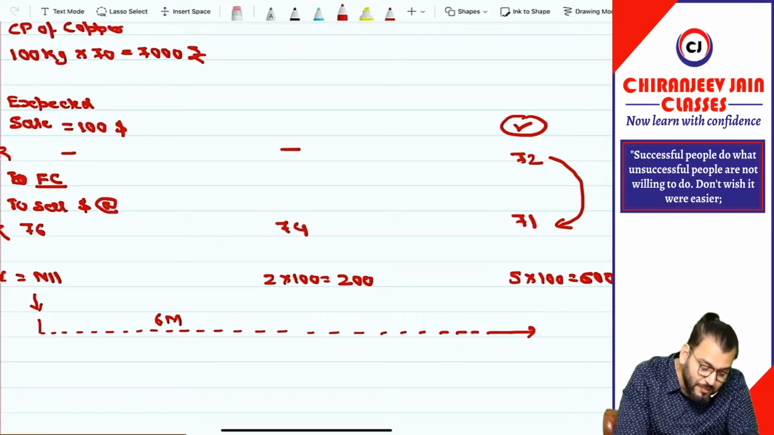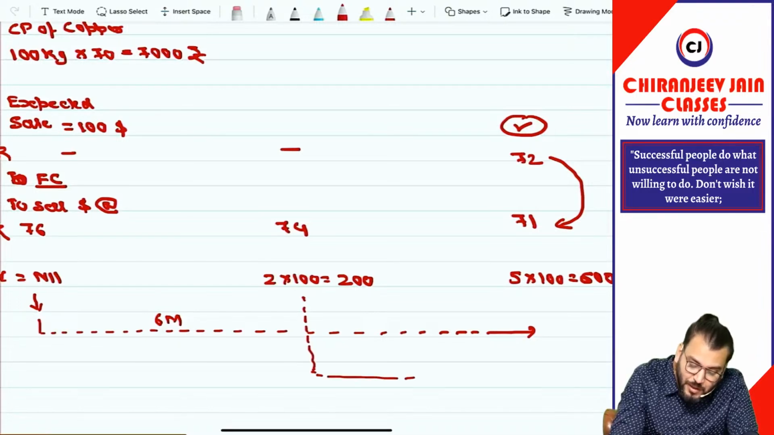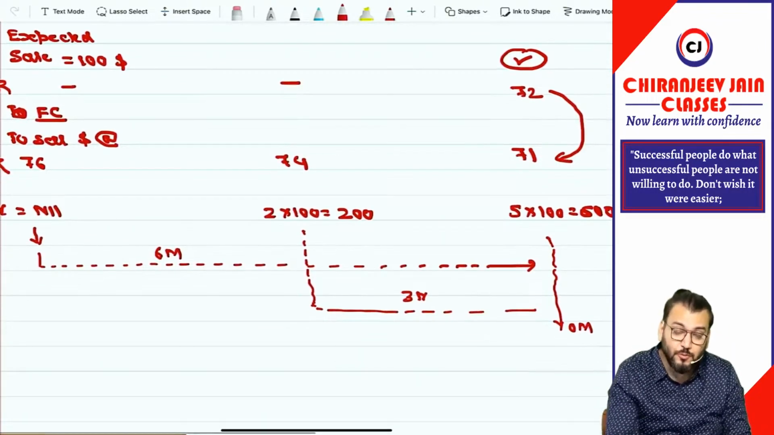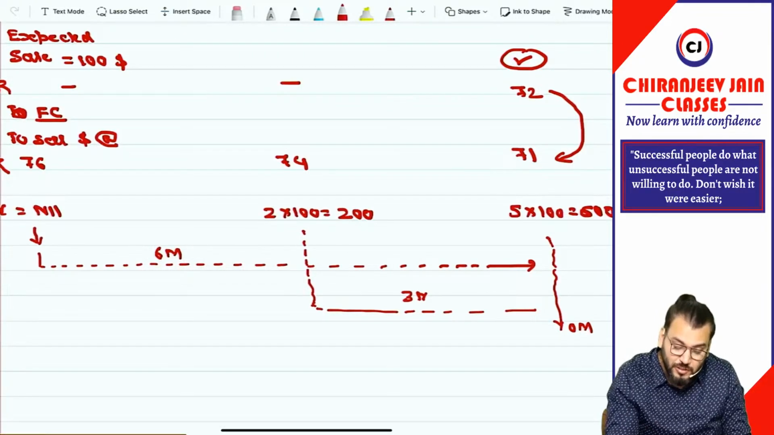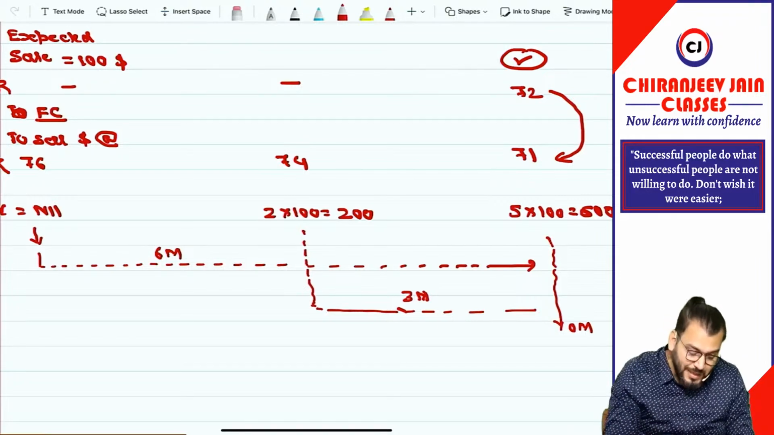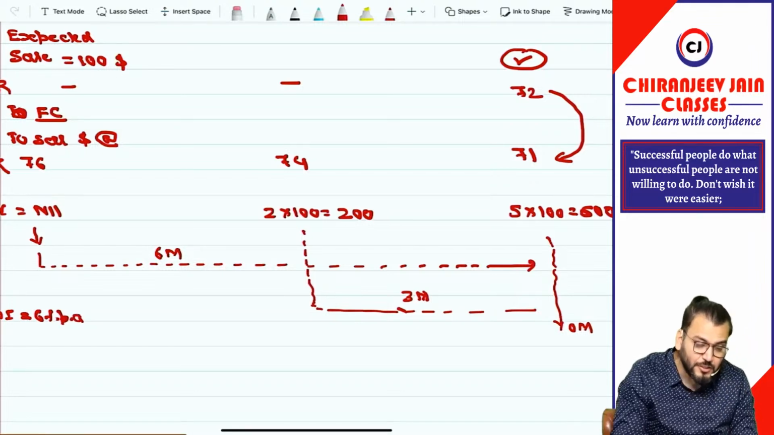Now, if the fair value is nil as on this date, this amount is receivable after 6 months. This amount is receivable after 3 months, and this amount is receivable on the same day, means 0 months. I hope you are understanding. So if you are doing discounting, this discounting is for 0 months, this is for 3 months, this is for 6 months. The rate of interest they have given is 6% per annum.